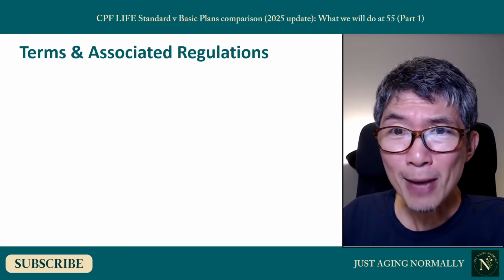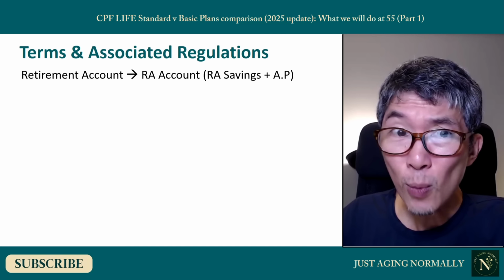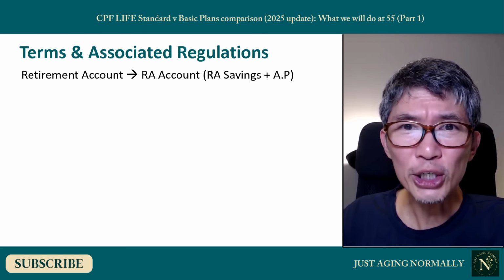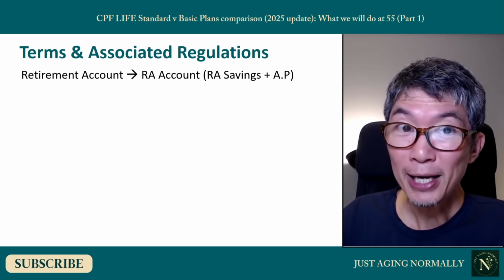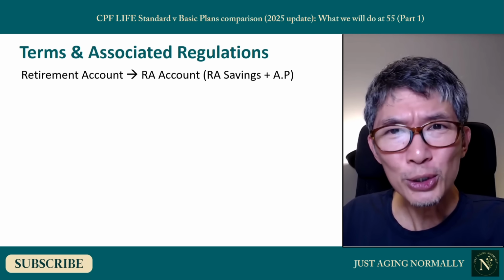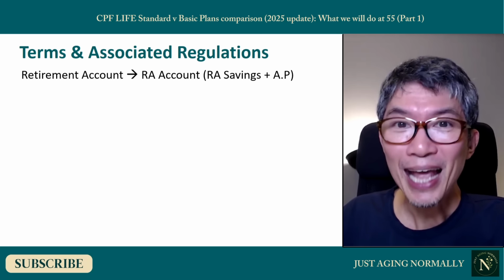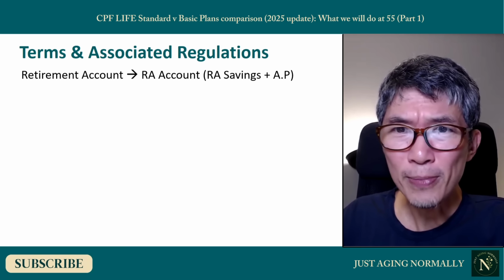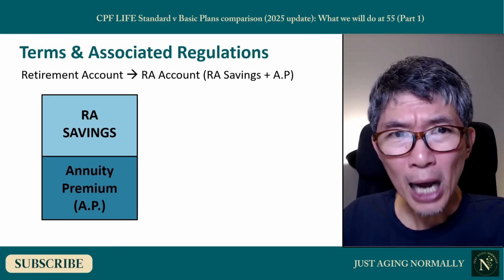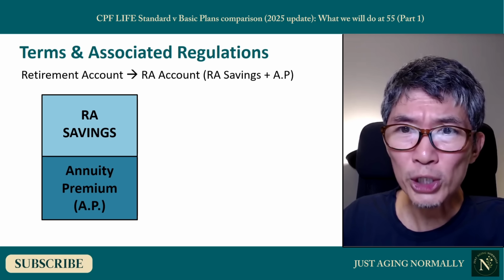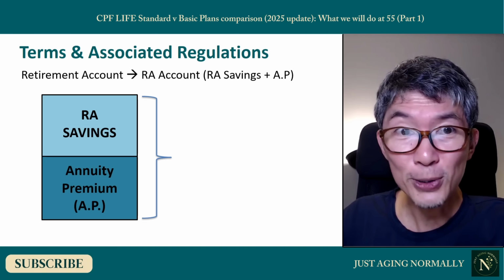Number 1, retirement account, which we always short form as RA. But for this video, I want to call it RA account to differentiate it from another very similar sounding term called RA savings. They are two different things. Number 2, two things make up your RA account. A, RA savings, and B, CPF Life Premium. Provident actually called it Annuity Premium or AP in their video. So I will stick with that so that people who have watched that video can relate better. Both RA savings and AP attract 4% interest.